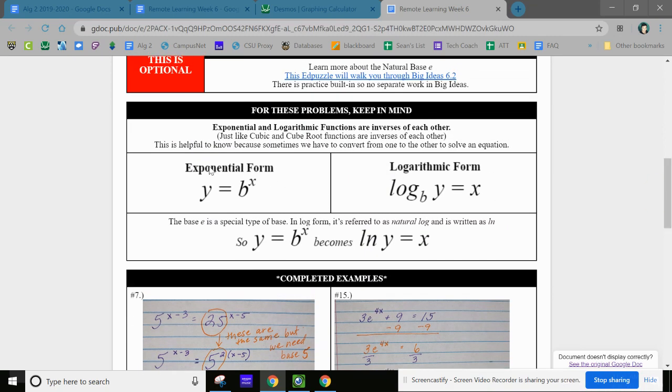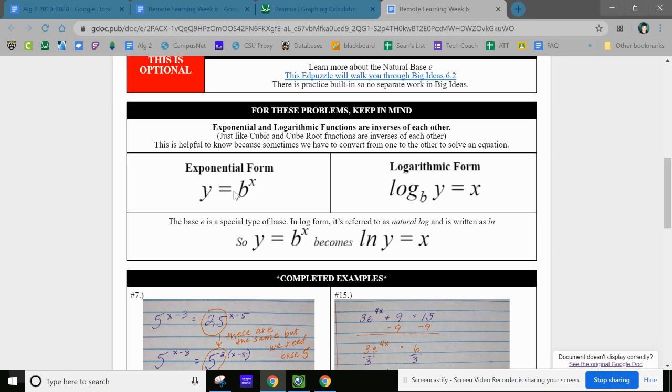Here they are. Okay, so here's exponential form. I know it's exponential form because I have this base to some power, this exponent here. This is log form. I know it's log form because it has the word log in it. It might also have ln, which is natural log, but most of the time you'll see log. So this is how I know if it's exponential or log form. They are inverses of each other, so I can write one in the form of the other. Just like cubic and cube root are inverses of each other, so they're related.